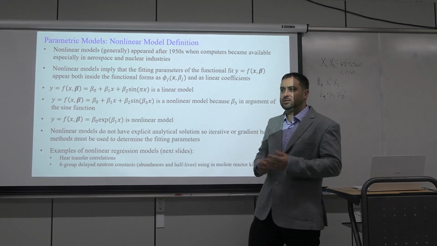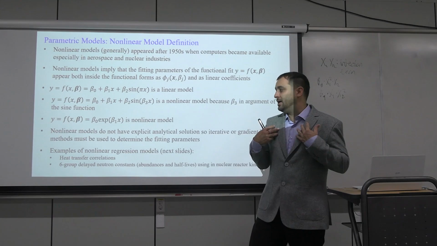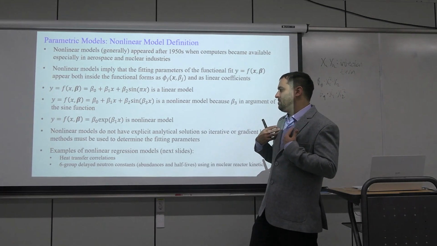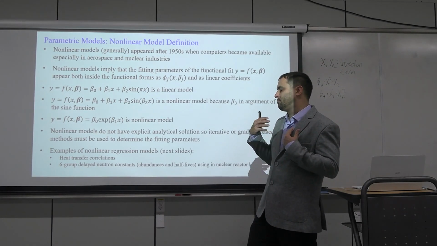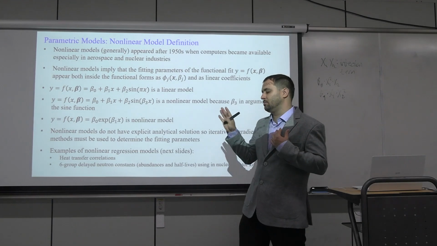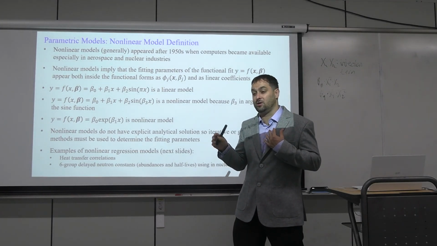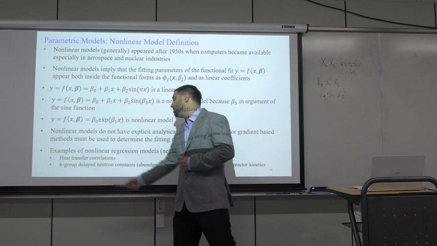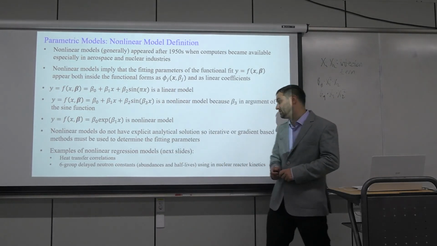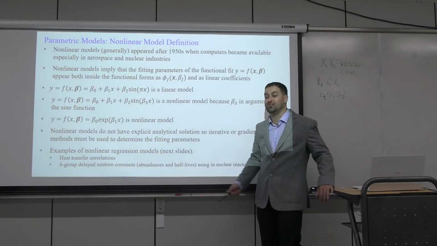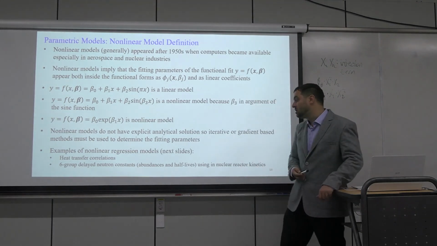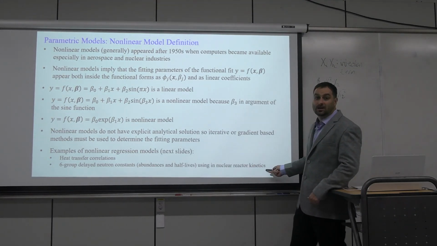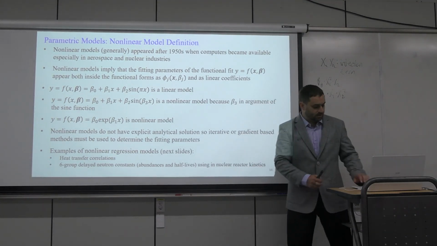Also, I'm a nuclear engineering professor, and one of the earliest applications of nonlinear regression was in the 1950s for determining the 6-group delayed neutron constants. These are the abundance and half-lives of the delayed neutron precursors used in nuclear reactor kinetics. And so let's move to the next slide.